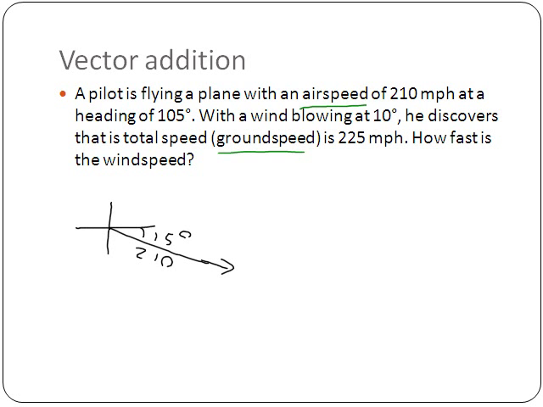Now the wind is blowing at 10 degrees. So we're going to set up another little axis here. That way we can get the angle here. Since the wind is blowing at 10 degrees, we're going to put it up here. We don't know the magnitude. So we don't know how long to make this. But we do know that the total speed, the ground speed, is 225. And so if the ground speed is 225, that would mean if we take this vector right here, sketch that out, this one right here is 225. We know that. This is the picture we have so far.